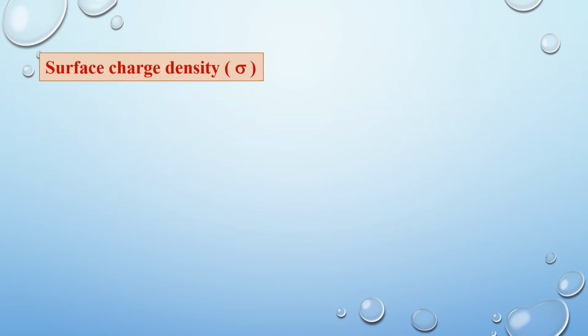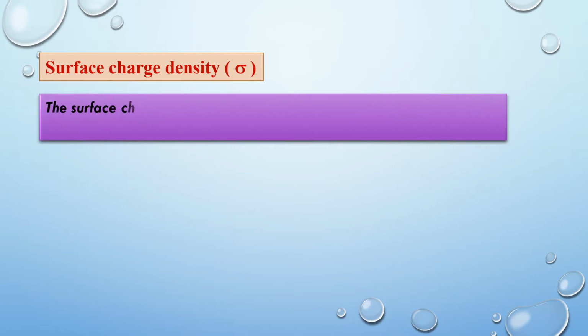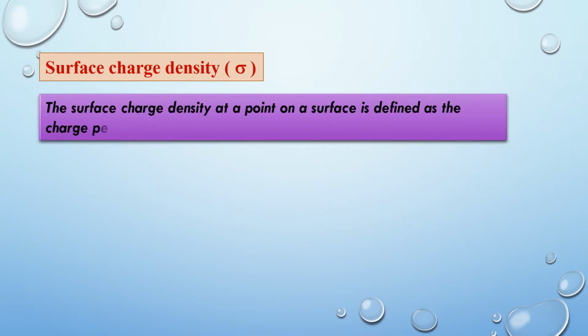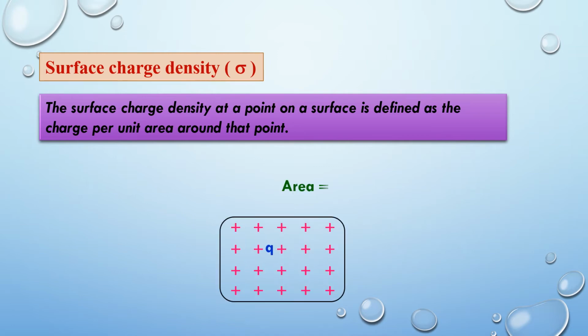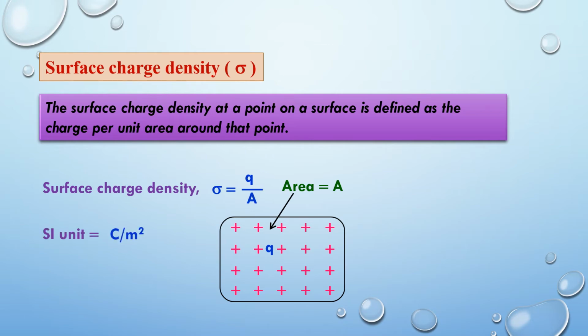Next, surface charge density. Surface charge density is defined as the density at a point on a surface or the charge per unit area around that point. Therefore, let us assume there is a surface area where we are considering surface area to be equal to A and Q to be the total charge on the surface. Therefore, surface charge density, which we are going to represent as sigma, is given as Q upon A. The SI unit for the same is coulomb per meter squared.